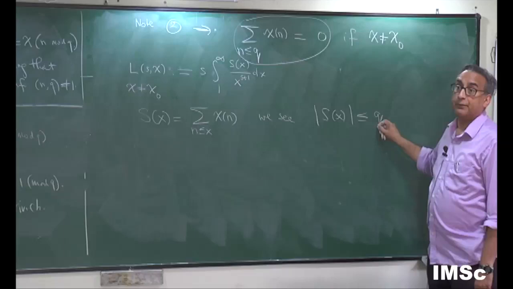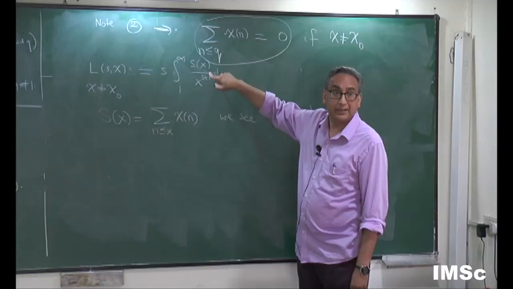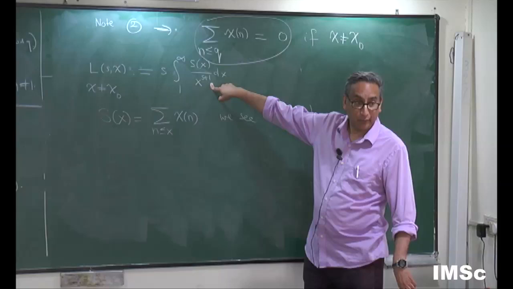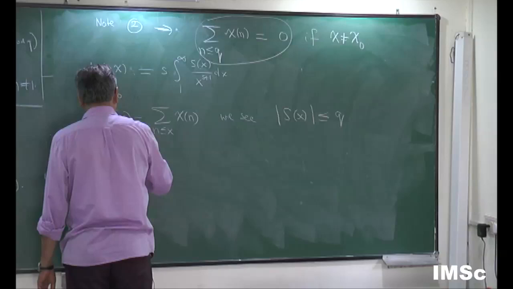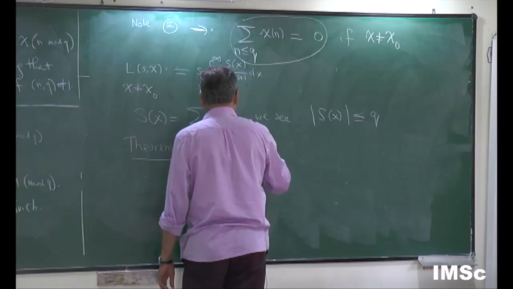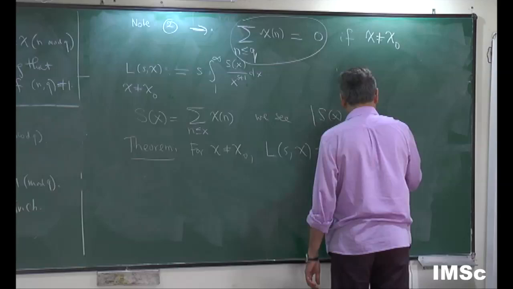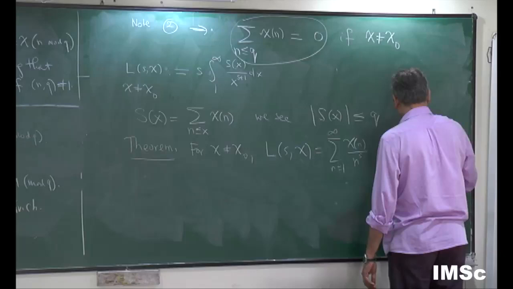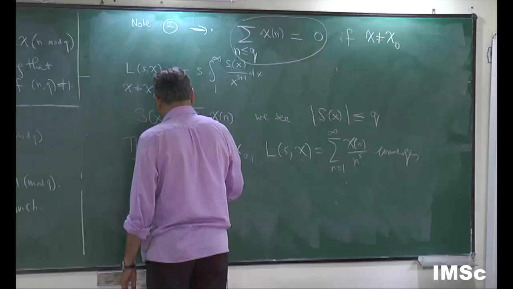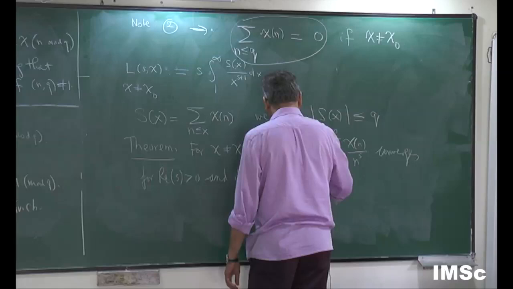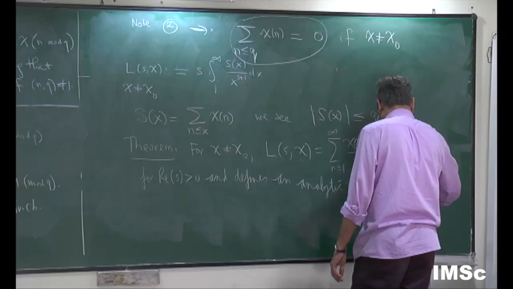In other words, it's bounded. Now, if it's bounded, this integral converges for real part of s bigger than? Zero. Yeah. So therefore, we see the theorem. For chi not equal to chi naught, L of s, chi as a Dirichlet series converges for real part of s bigger than 0 and defines an analytic function in that region.